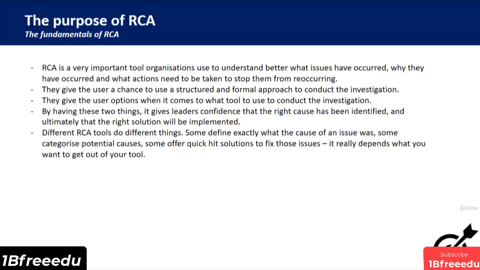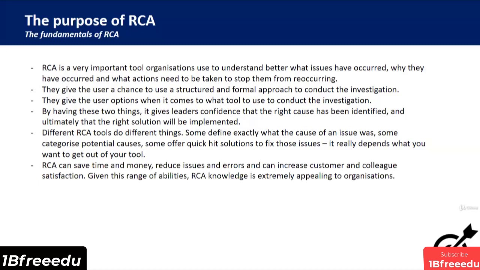Different root cause analysis tools do different things. Some will define exactly what the cause of an issue is. Some can categorize potential causes. Some offer quick hit solutions to fix those issues. And it really depends on what you actually want to get out of your tool. And that's the great thing about root cause analysis. There are many different tools available in your toolkit.